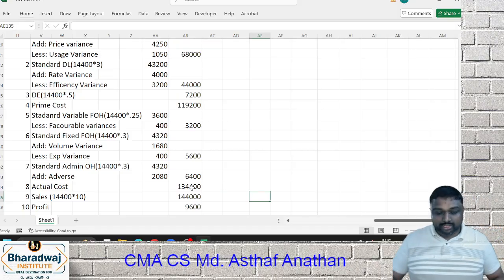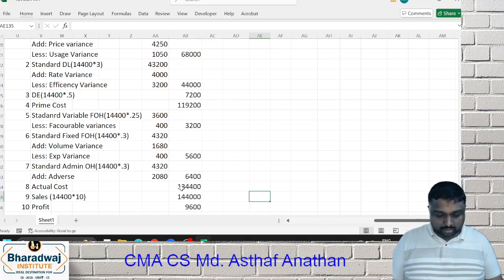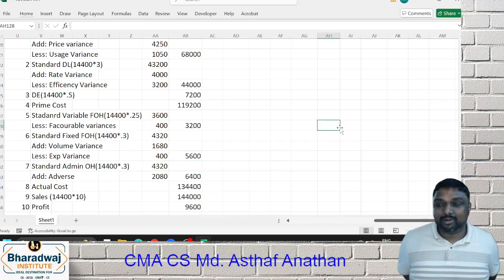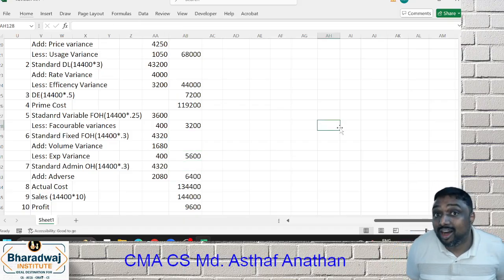Your actual cost will be this amount. So actual cost is a sum total of what? Prime cost total we already took. So point number 4 plus all other totals. You have to add from prime cost, then fixed overhead, admin overhead. So you got the profit. Hope all of you are clear.